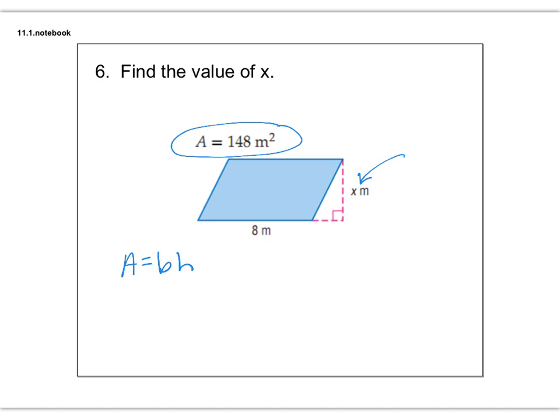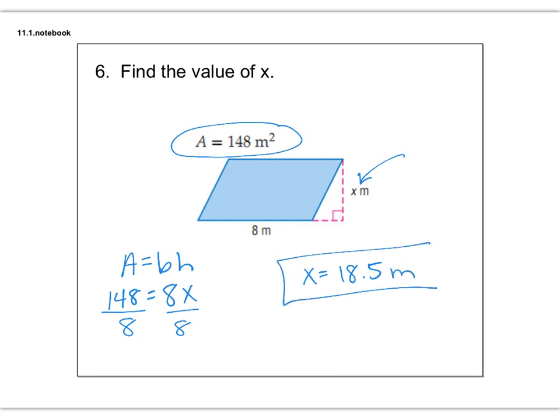Do you know the area? Yes, it is 148. Do you know the base? Yes, it is 8. Do you know the height? No, they have an x over there. But look, we can solve this for x. Divide both sides by 8. 148 divided by 8. If you type it in your calculator, I believe you get 18.5, and it would be meters. So the height of this thing would be 18.5 meters.